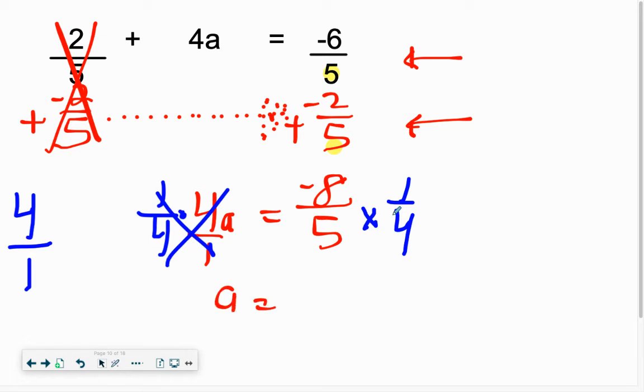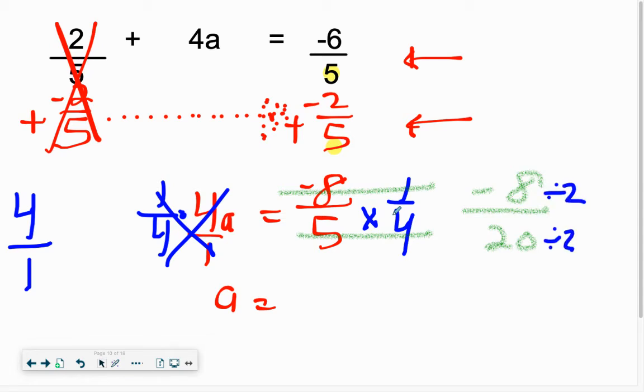The letter A. Great. And now this is where you can just multiply across the top. Tell me it's a negative 8. And across the bottom gives you that 20. Please note, if you can simplify, do so. They're both even, so take a 2 out.